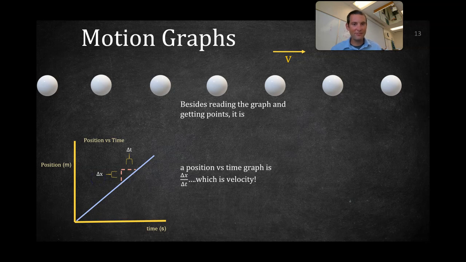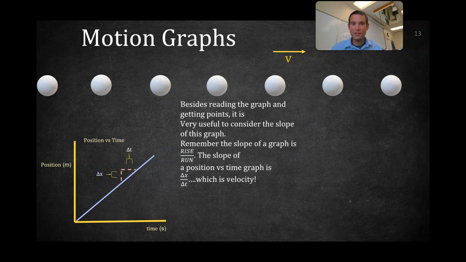Besides reading the graph and getting points, it is very useful to consider the slope of this graph. Here, the slope, remember, is rise over run. So the slope of a position versus time graph means the rise is our displacement and the run is our time interval. Displacement over time is velocity. So we would say the slope of a position versus time graph is velocity.